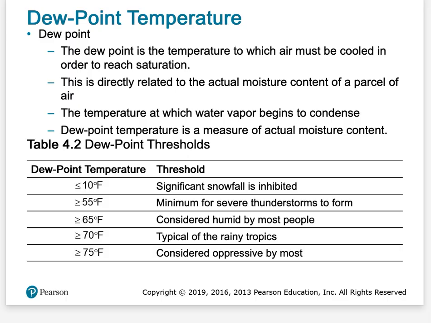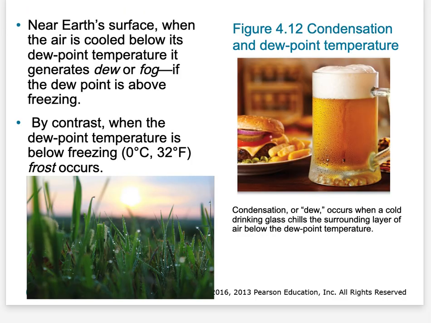And dew point temperature, the definition of that is the temperature to which air must be cooled in order to reach saturation. So this is directly related to the actual moisture content of a parcel of air. And this is the temperature at which water vapor begins to condense and the air is saturated. And here near Earth's surface, when the air is cooled below its dew point temperature, it generates dew or fog if the dew point is above freezing. By contrast, when the dew point temperature is below freezing, 32 degrees Fahrenheit, frost occurs.